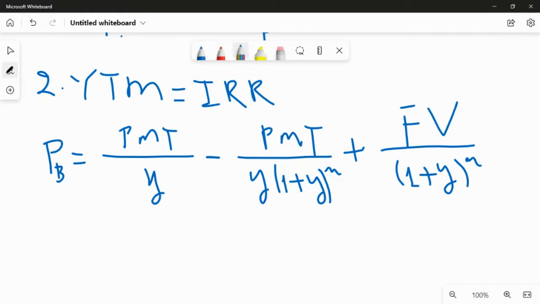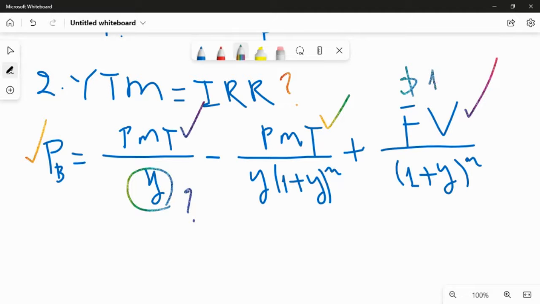So we are not solving for the price here. This is the unknown: y. Everything else is given and known. Of course, face value is always $1,000. N is also known. Payment is known, because the coupon rate is obvious.